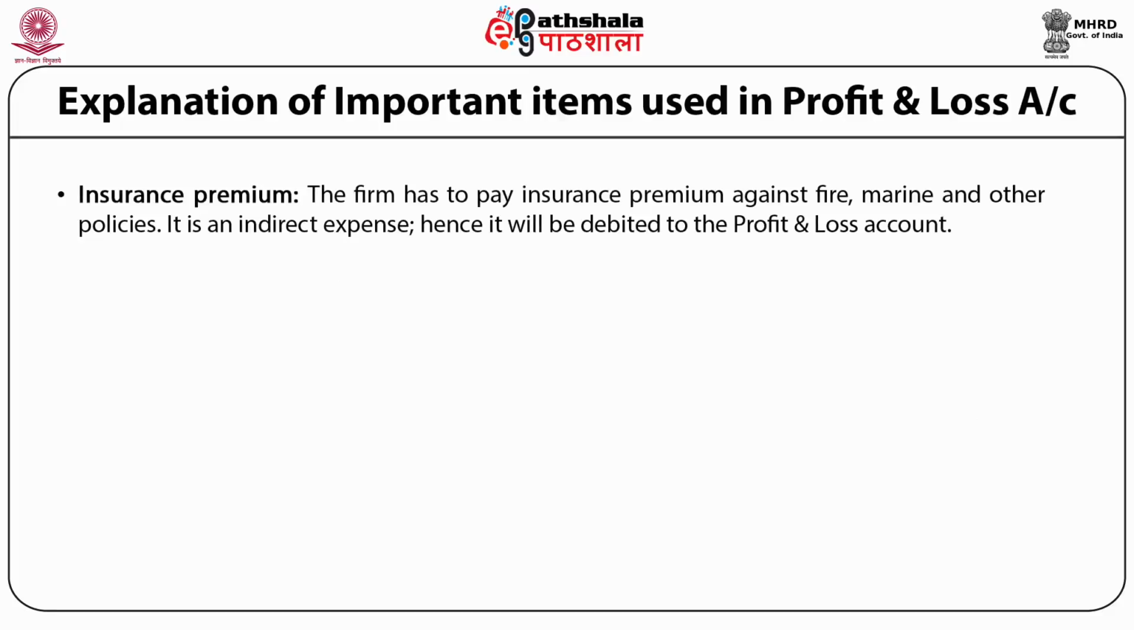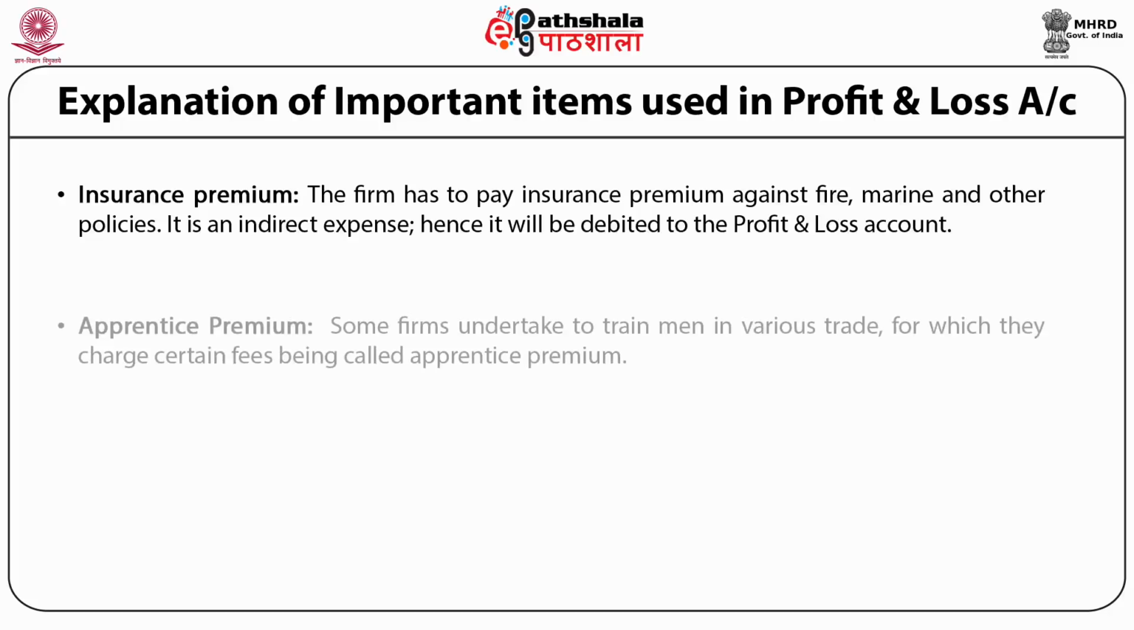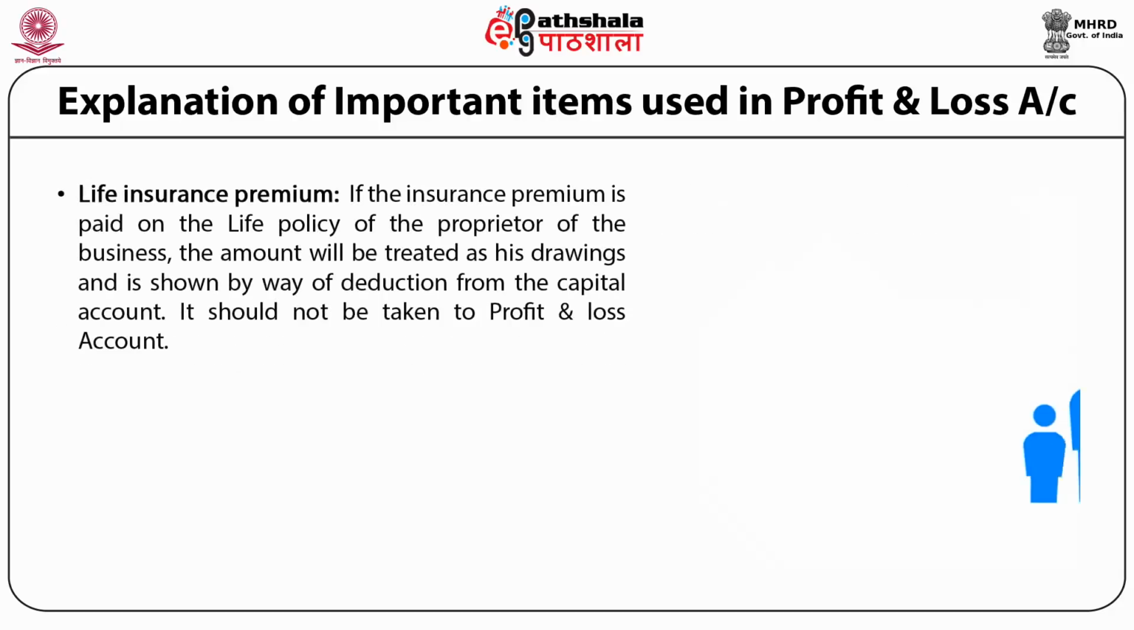Insurance premium. The firm has to pay insurance premium against fire, marine and other policies. It is an indirect expense, hence it will be debited to the profit and loss account. Apprentice premium. Some firms undertake to train men in various trades for which they charge certain fees, and this fee is called apprenticeship premium.